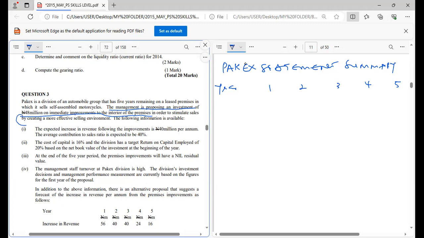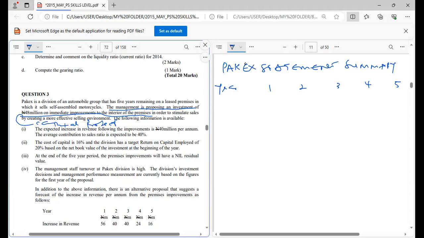So this is a capital project. Yes or no? This is a capital project. Do you agree with me? Yes, it's an investment. A project is an investment. They go hand in hand.